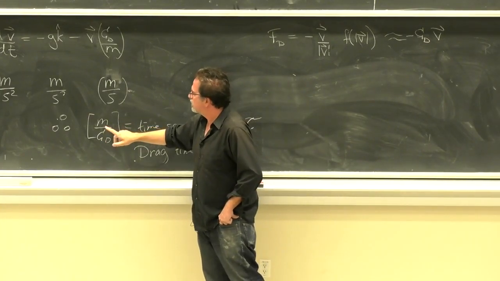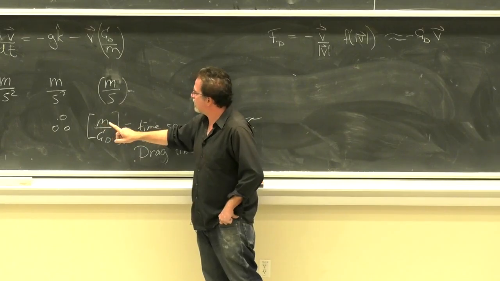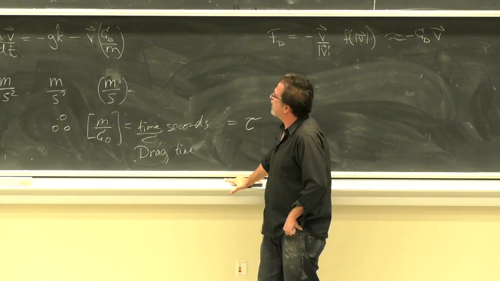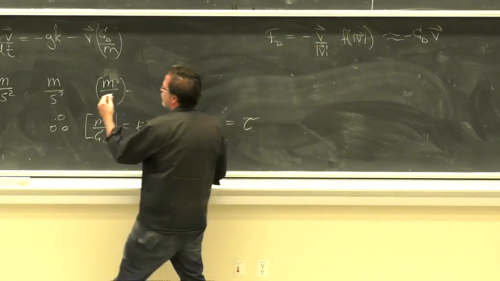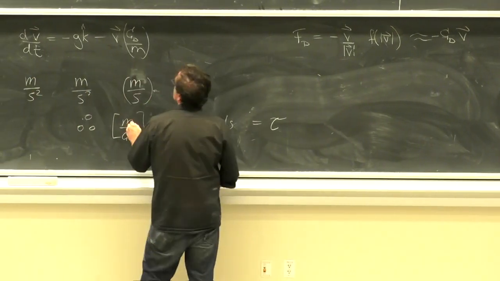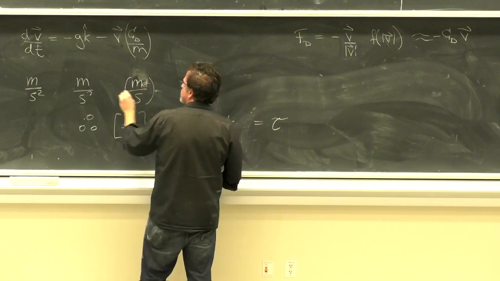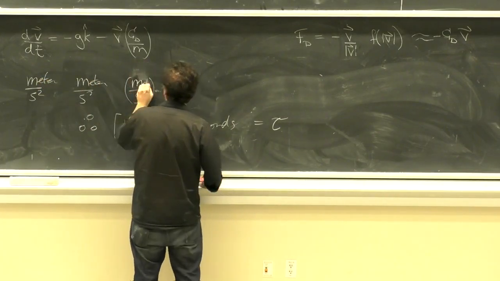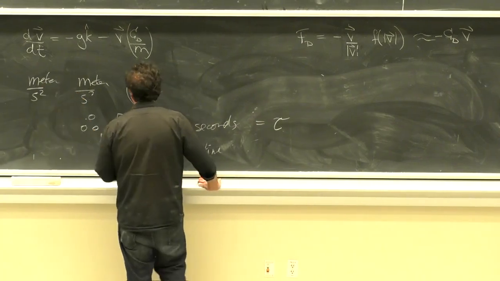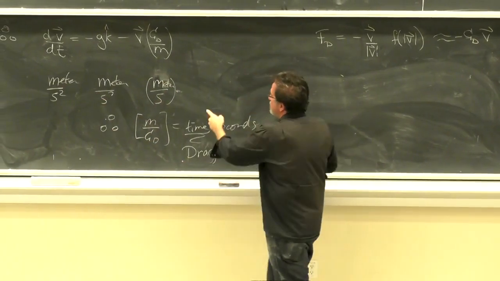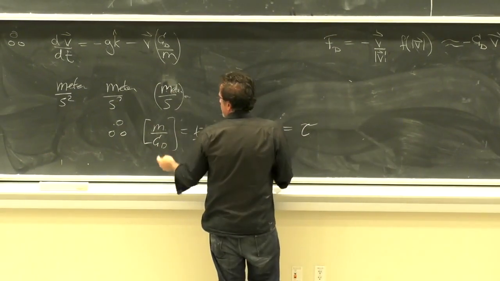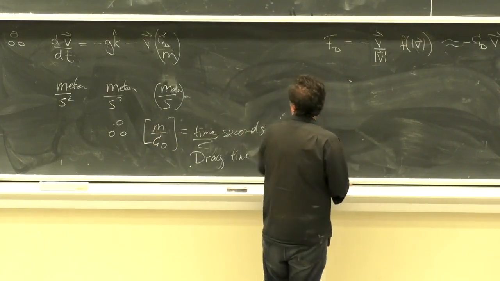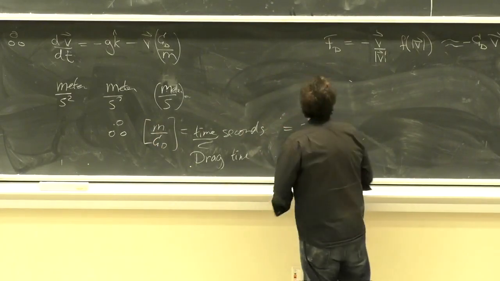No, sorry, I got that wrong. I'm sorry, there's m in meters and m in mass. You guys can get mad at me because I changed my notation. Meter, meter per second, meter per second squared. This is kilograms because this comes from the mass. So the drag coefficient is in units kilograms per second in order to get that ratio turning out to be a time scale.